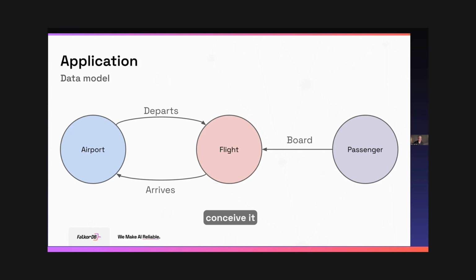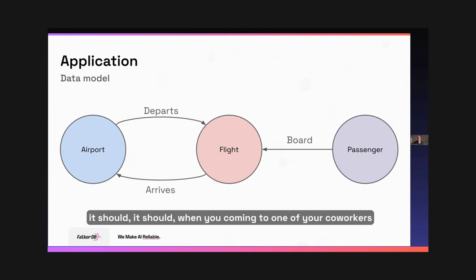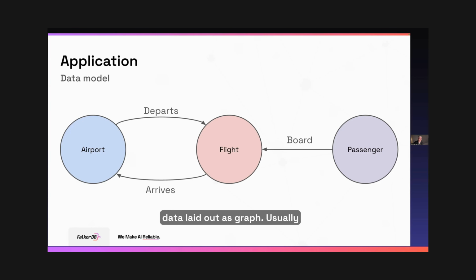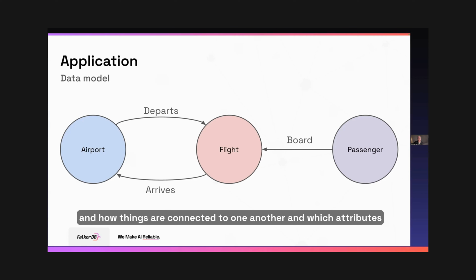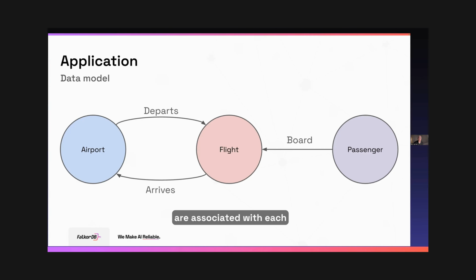How do you conceive it as a graph? When you're coming to one of your coworkers and you're saying, yes, I have this data laid out as a graph, usually they have some vision of how things are laid out and how things are connected to one another and which attributes are associated with each entity. And it's this first impression that is usually the natural one. And this is the one that I usually go with.